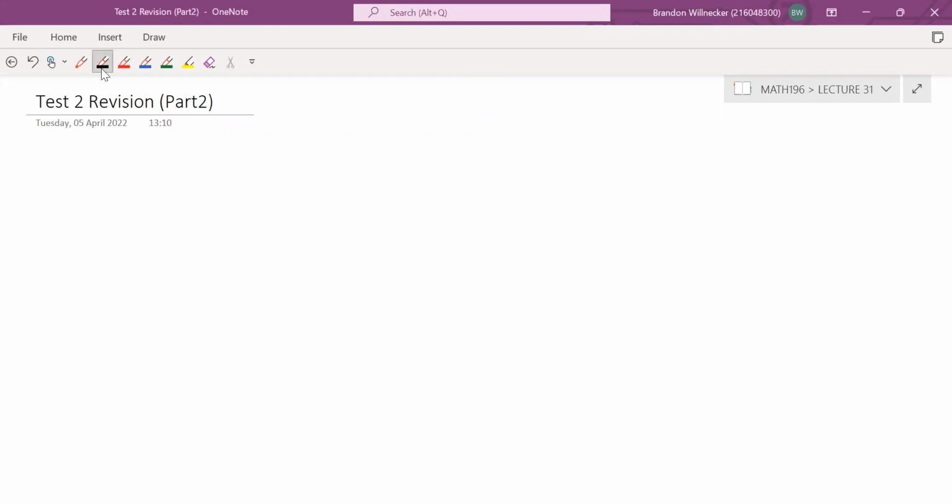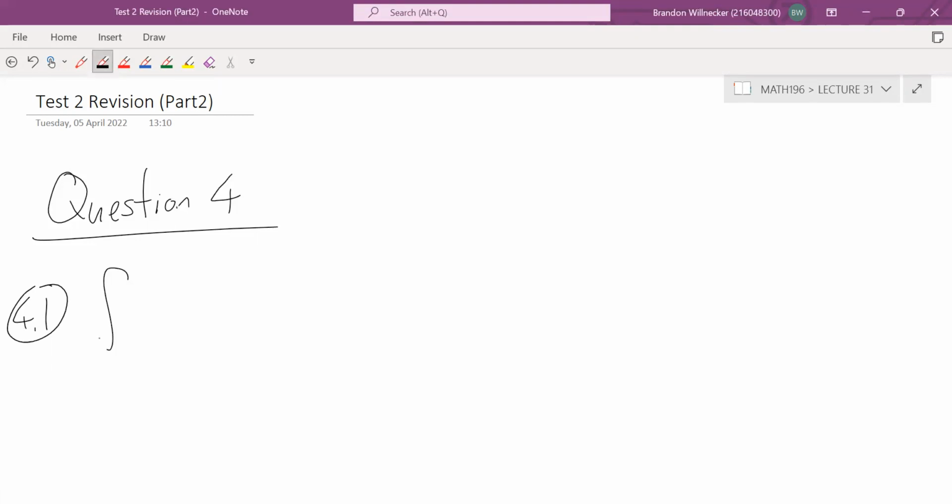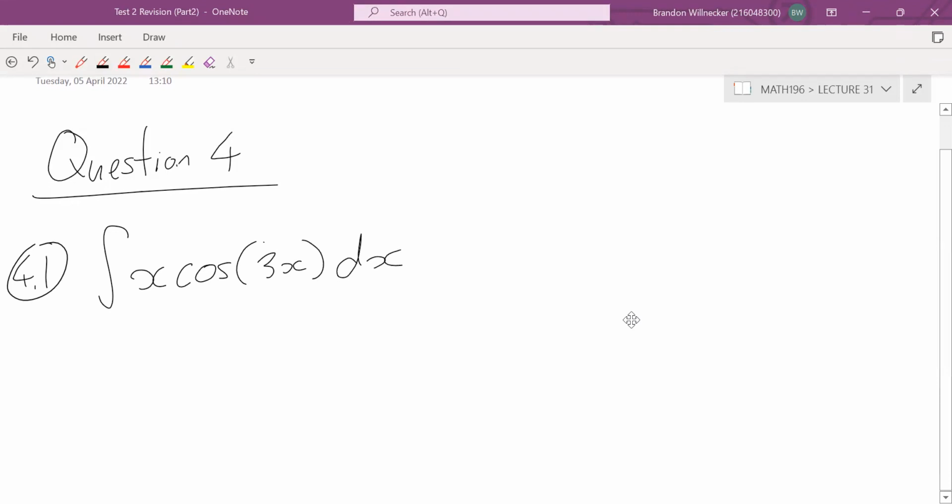Okay, so question 4 from the practice test. Okay, so 4.1, we need to integrate the following function, x cos 3x dx. Okay, so again, we see that we have a product of two functions. So if we can't do a u substitution, the next thing we look for is integration by parts. Now, just looking at this, we can't do any u substitution. That's not going to help us. So we need to do an integration by parts.